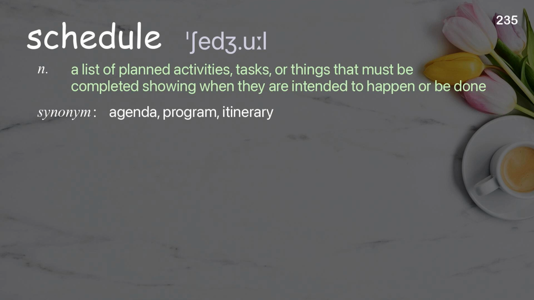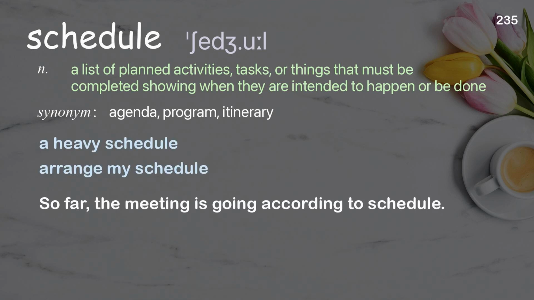Schedule. A list of planned activities, tasks, or things that must be completed, showing when they are intended to happen or be done. Examples: a heavy schedule, arrange my schedule. So far, the meeting is going according to schedule.